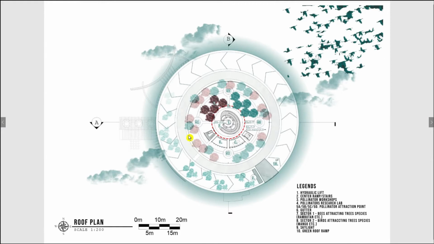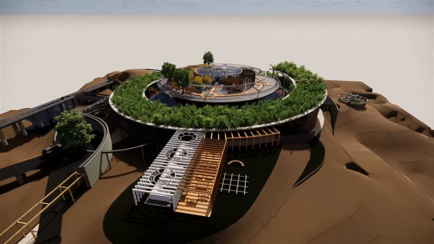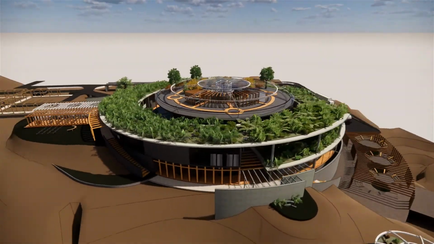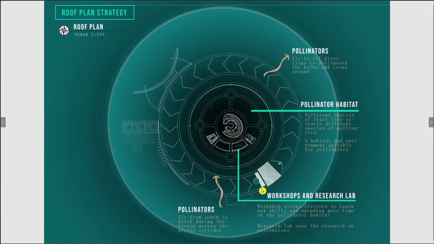Next, the roof is a pollinator habitat for migrating pollinators to stay. So the strategy is that it is sectorized to plant different species of flowers and fruit trees to attract different species of pollinators. And the workshop and research lab allow visitors to learn new skills and spend more time on the roof, as it is the main focal point of the building.